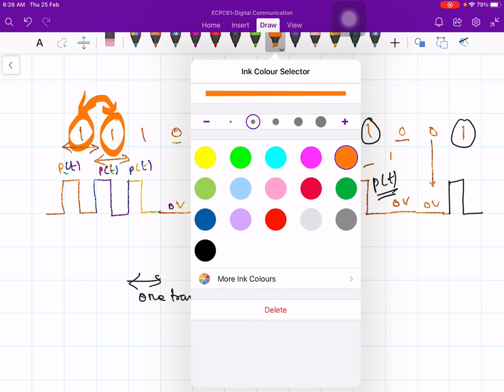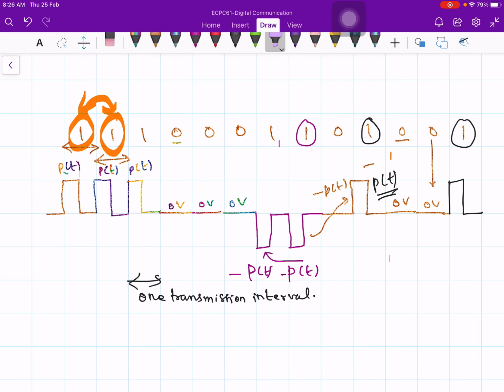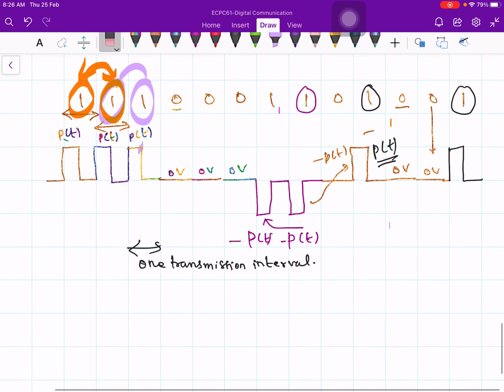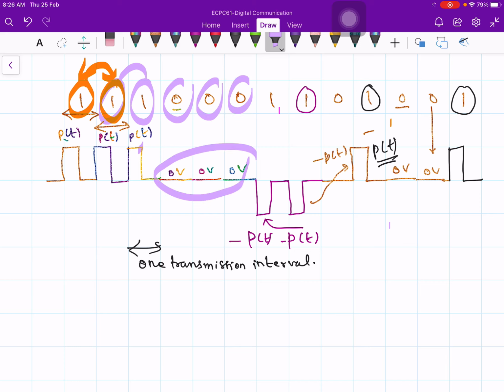Let me use some good color. Okay. So this signal and this signal polarity is not changed. Okay, so the polarity remains the same. Okay, and same is true here also. No change in polarity between this one and this one, even number of zeros, no change in the polarity. Okay, and as I said, zeros are transmitted by transmitting no pulse.